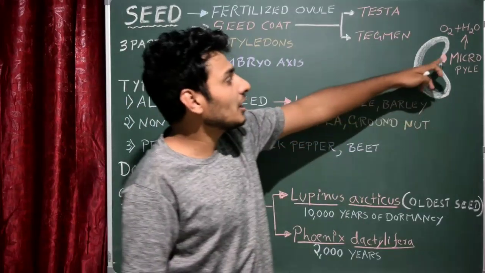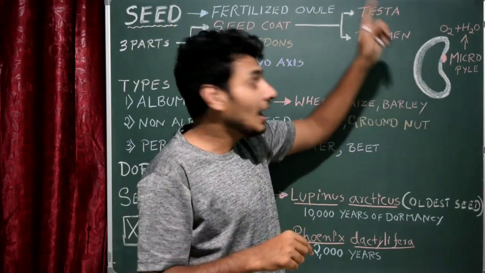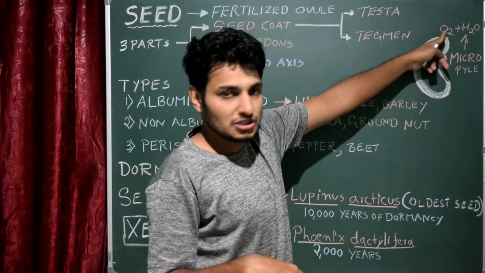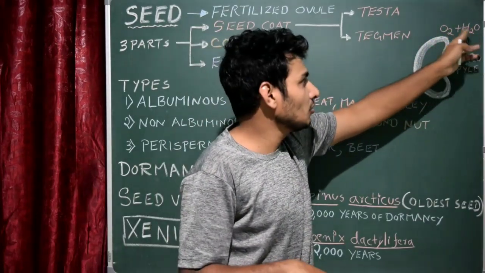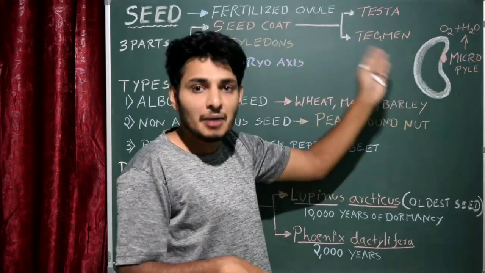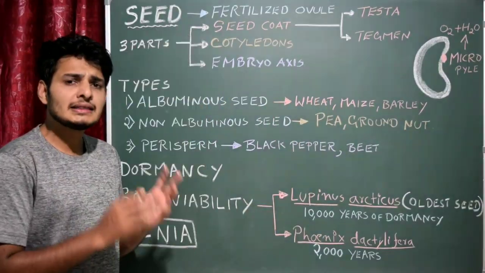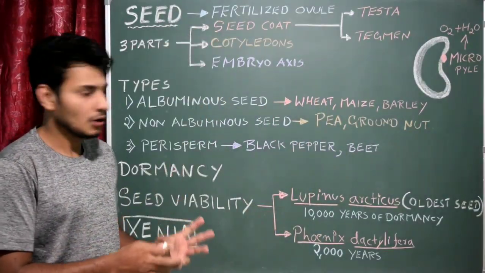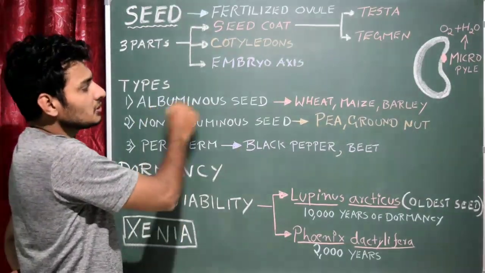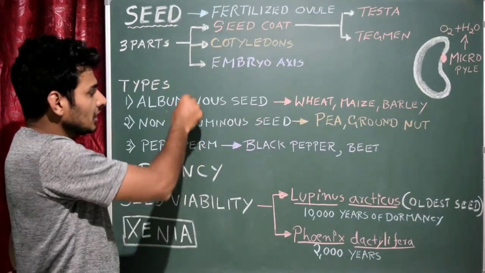Now, in the seed, the micropyle is also present. That means a hole is present in a seed. That hole helps the seed to germinate. How does it help? By providing oxygen and water. That means the water and oxygen will be supplied through the micropyle into the embryo present inside the seed during the germination process. There are three different types of seeds. I have already written albuminous seed, non-albuminous seed and perisperm. These are the three different types of seeds.